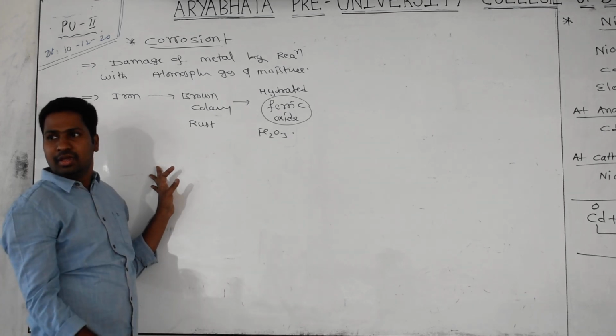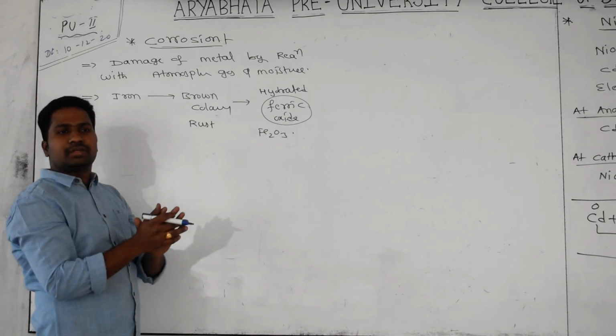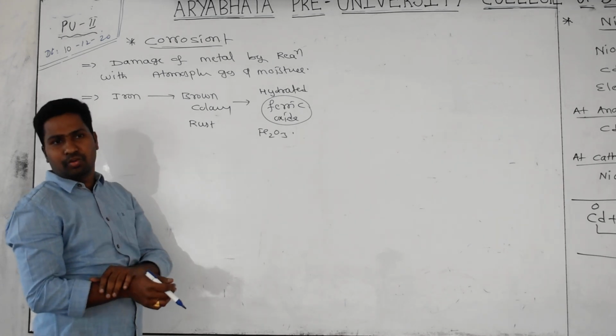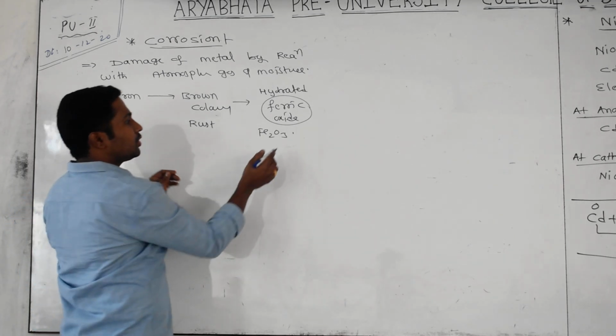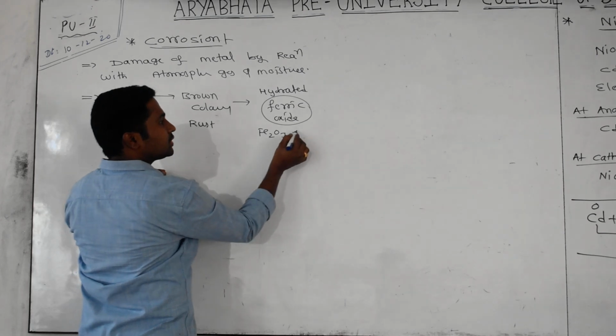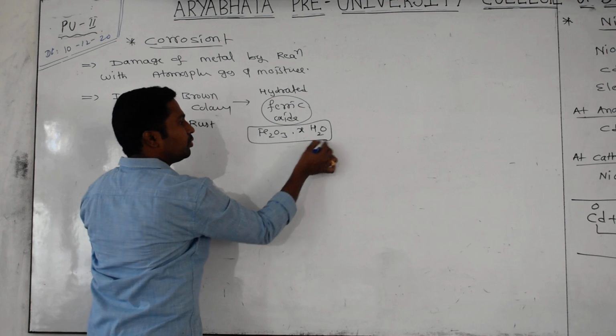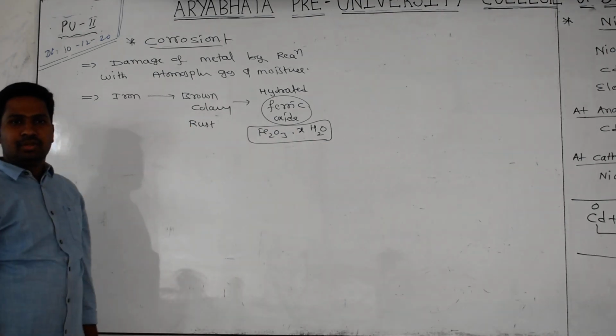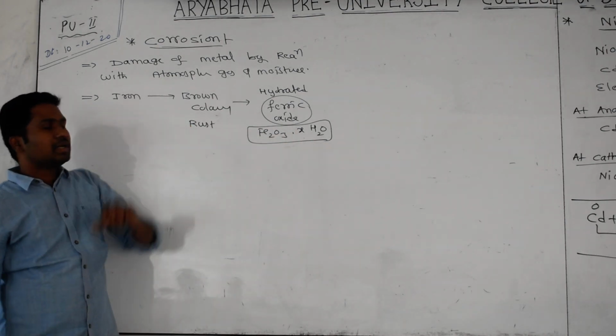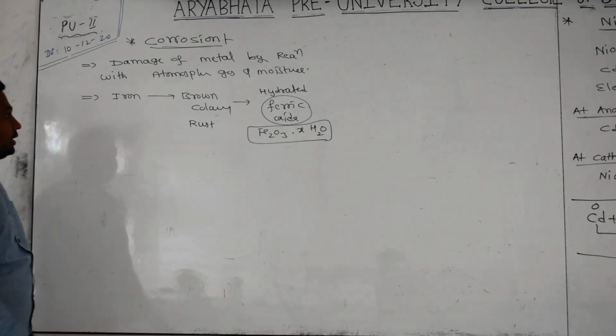Fresh iron means, if you keep that one in an open place, definitely it is slowly becoming brown color after a few days. Because it will form ferric oxide, it will be combined with some water molecule. We can't fix that one. So hydrated ferric oxide is nothing but rust on the iron metal.